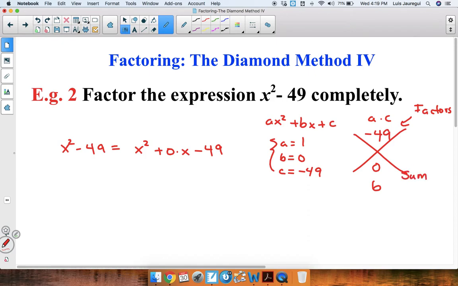What are those two numbers that when you multiply will give you negative 49 and when you add them together will give you 0? And yes, you're absolutely right. Those are negative 7 and 7. So we can say the following. Therefore, x squared minus 49 is equal to x minus 7 times x plus 7.